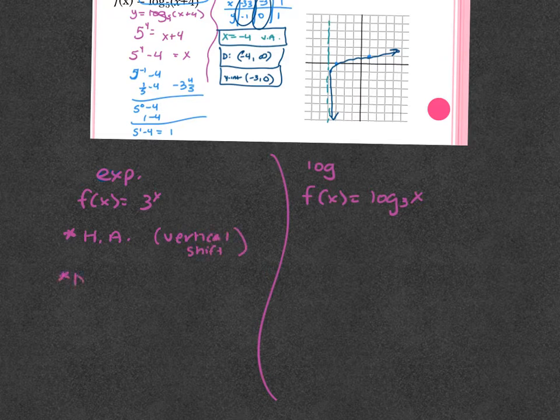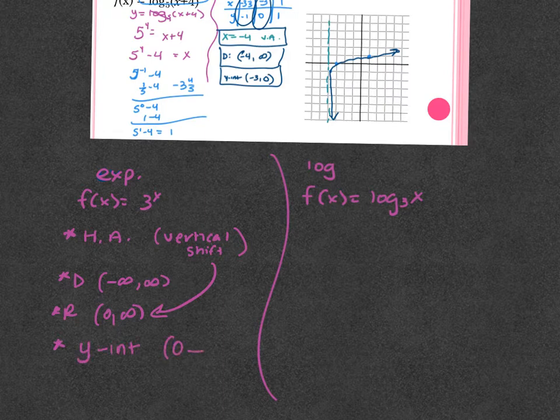I think I asked domain and range for both. Domain is going to be negative infinity to positive infinity. Range is going to be 0 to positive infinity and also gets affected by your vertical shift. And then I'll ask for the y-intercept here because we plug in 0 for x. It, again, should be in your t-chart.